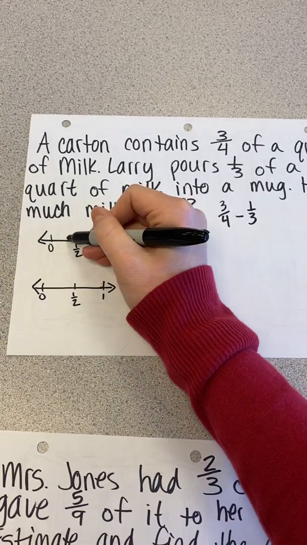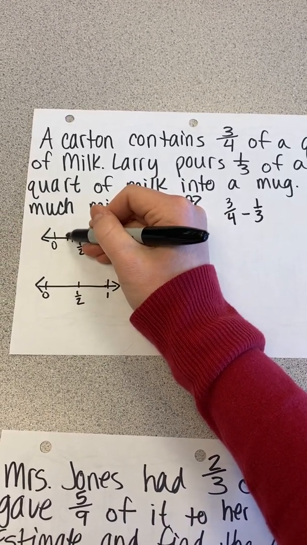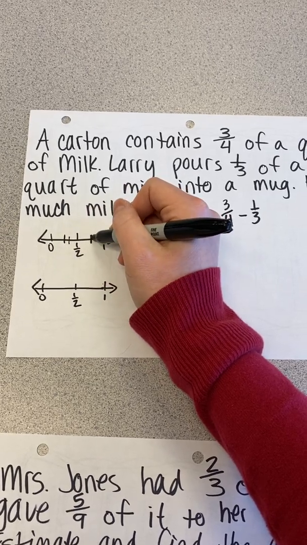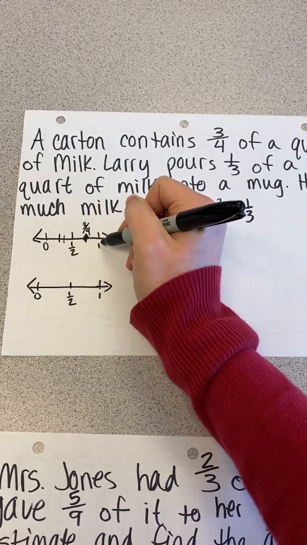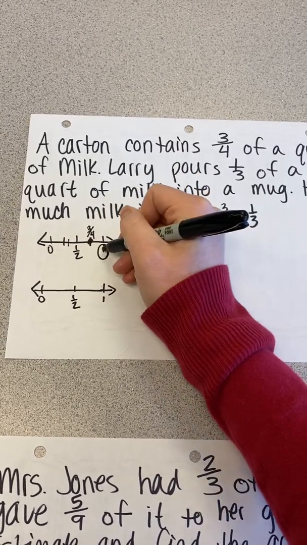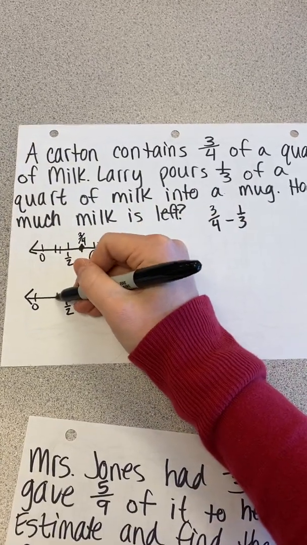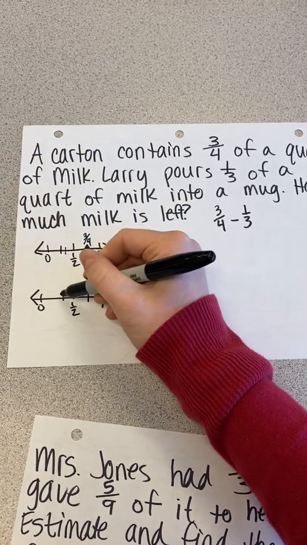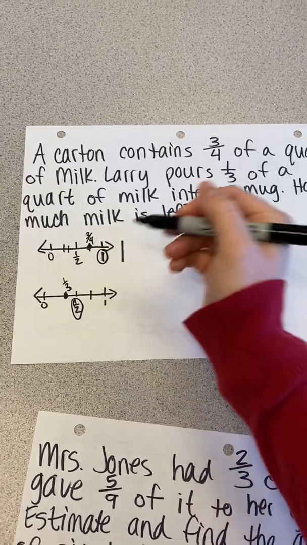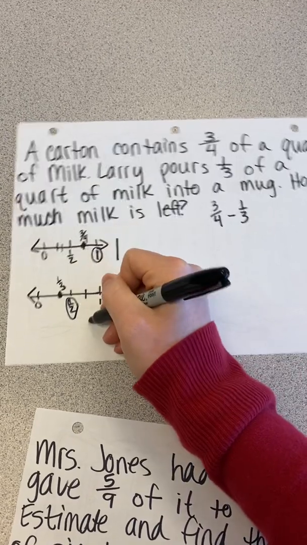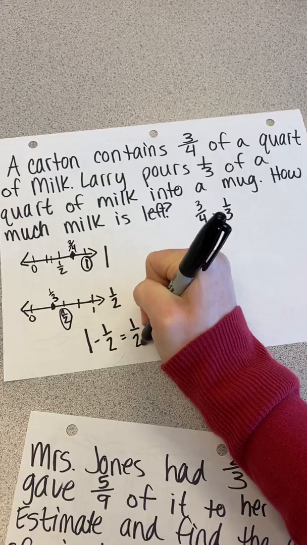So if I'm looking at my benchmarks here, I'm going to split my first one into fourths. So this is 3/4, and 3/4 is right in the middle of 1/2 and 1. So I'm going to use the benchmark 1/2 here. And 1/3 is pretty close to 1/2. So I'm going to use 1/2 here. So when I subtract, I take 1 and a half away from it, that gives me 1/2.